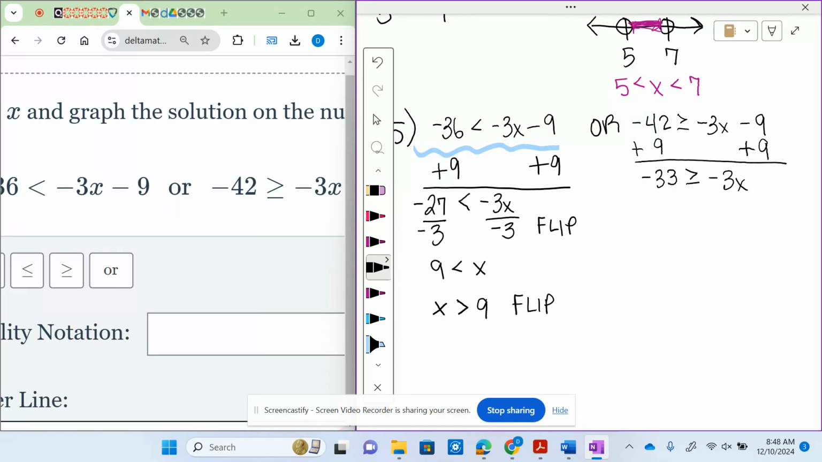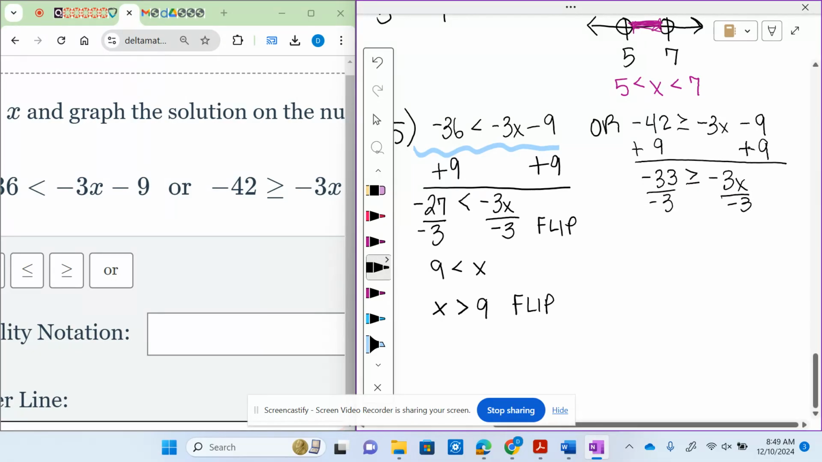This is a one-step equation. What are we going to do to solve that? How would you do that? Trying to get x all by itself. What do you have to do to get x all by itself? Divide. We're going to divide both sides by negative 3.